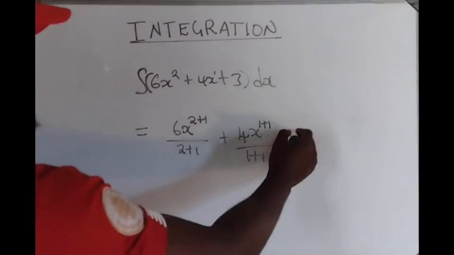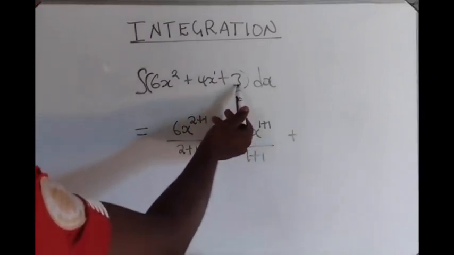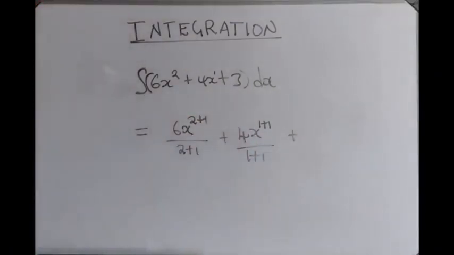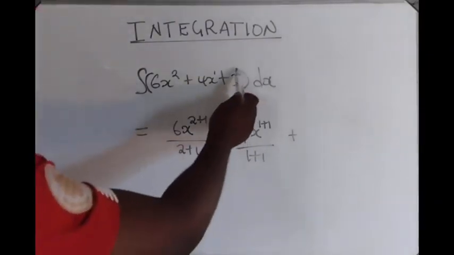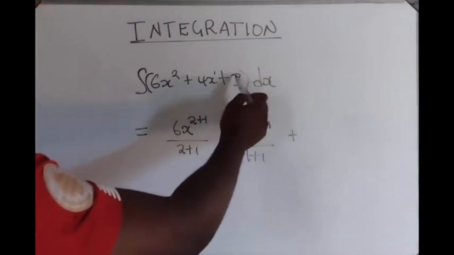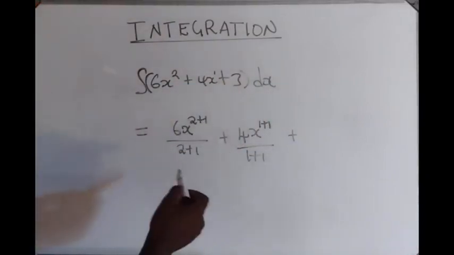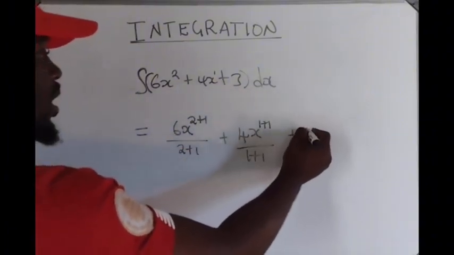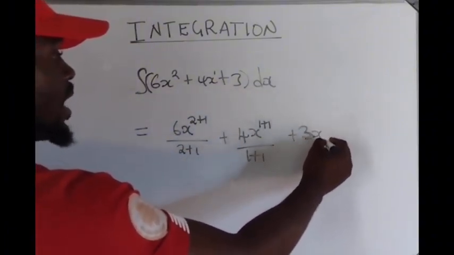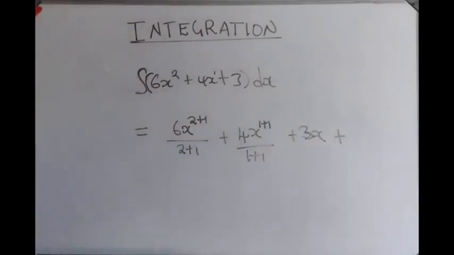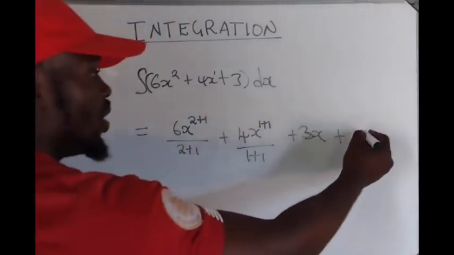Plus, now here we have the constant value, which is 3. If you recall, when you are differentiating a constant value, it equals 0. But when you are integrating this constant value, you integrate it with respect to x, because that's what you are integrating. So this 3 will become 3x. Then plus, again here we are going to have the arbitrary constant, so plus c.